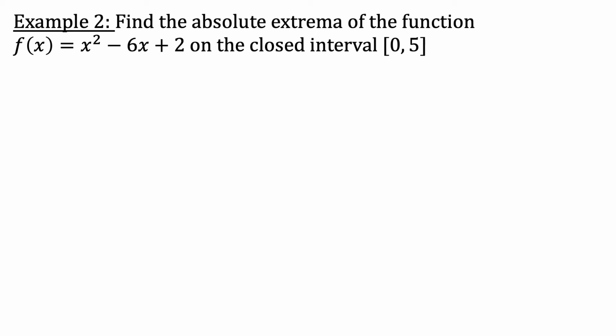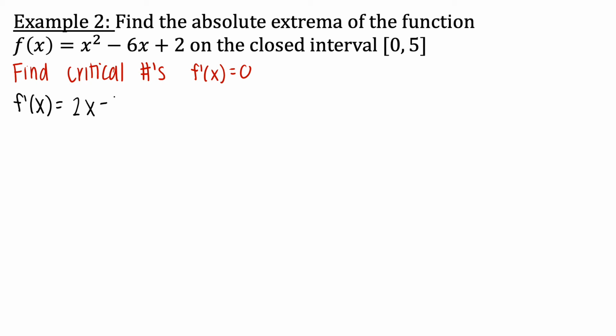Okay, we're going to follow the same process for example 2, finding the absolute extrema of the function f of x equals x squared minus 6x plus 2 on the closed interval 0 to 5. So we will start by finding our critical numbers. Again, there's no denominator here, so we really just have to focus on finding our derivative and setting it equal to 0. So let's find our derivative f prime of x using our power rule as 2x minus 6, setting that equal to 0. We get 2x equals 6 or x equals 3. So just the one critical number here.